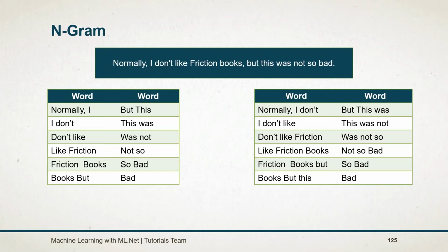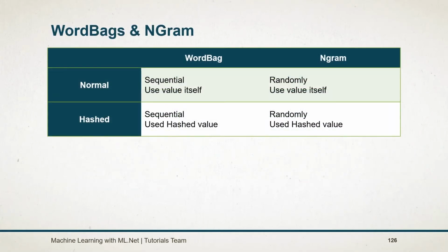The ProduceNgrams method of ML.NET will produce a vector of counts of ngrams, just like ProduceWordBags. The ProduceHashedNgrams method will produce a vector of counts of hashed ngrams. The main difference between WordBag and ngram is that WordBag will not process in sequence, whereas ngram will.